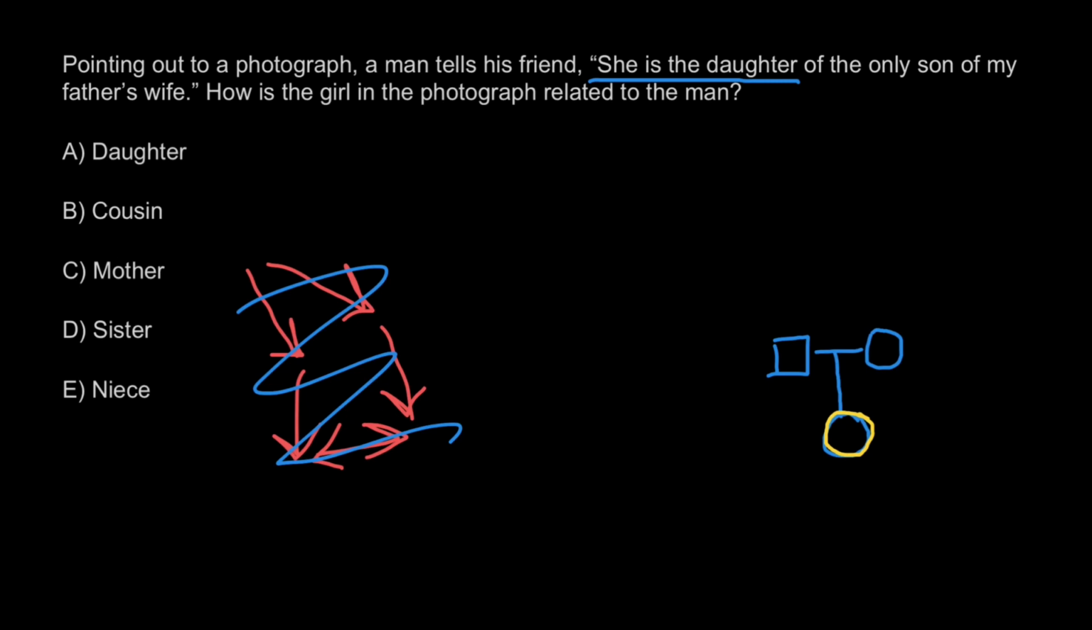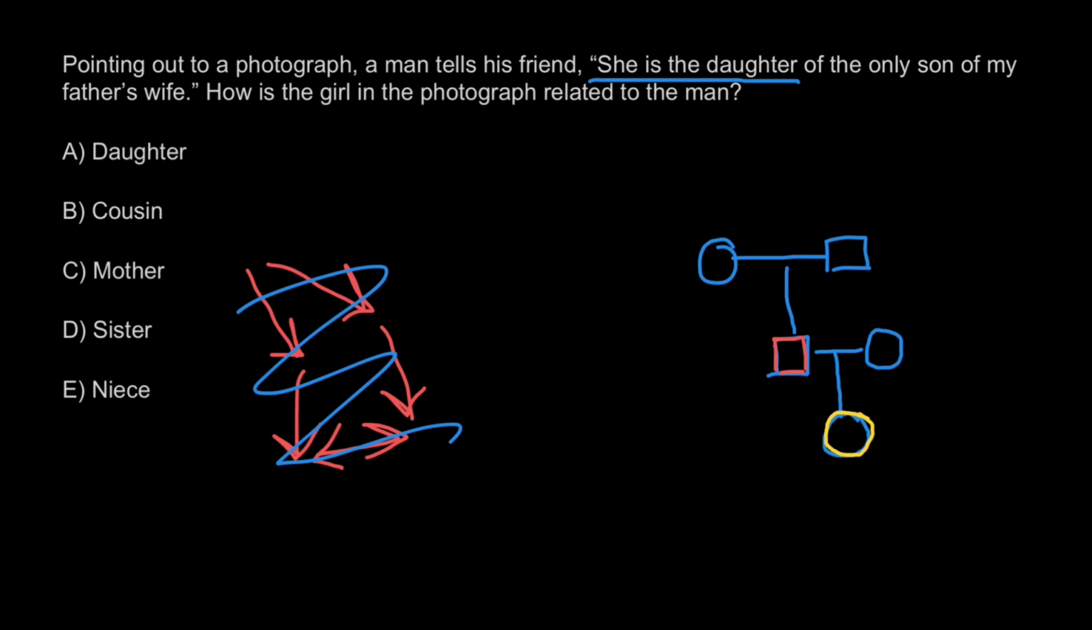So the only son means that this male here also has parents and he is the only son. It doesn't mean that he is the only child. This person may have, for example, a sister or two sisters or three sisters, but he's going to be the only son. The only son doesn't mean the only child. So far we know that he is the only son of my father's wife. So father's wife is going to be this person, mother. So we have now the full pedigree.